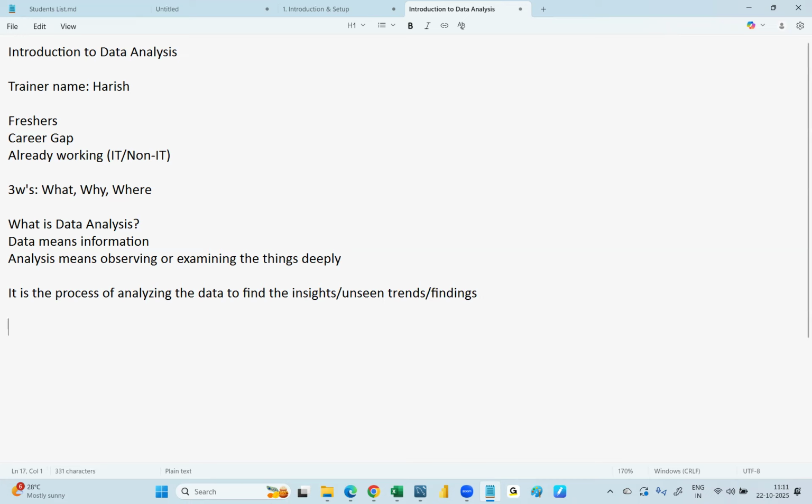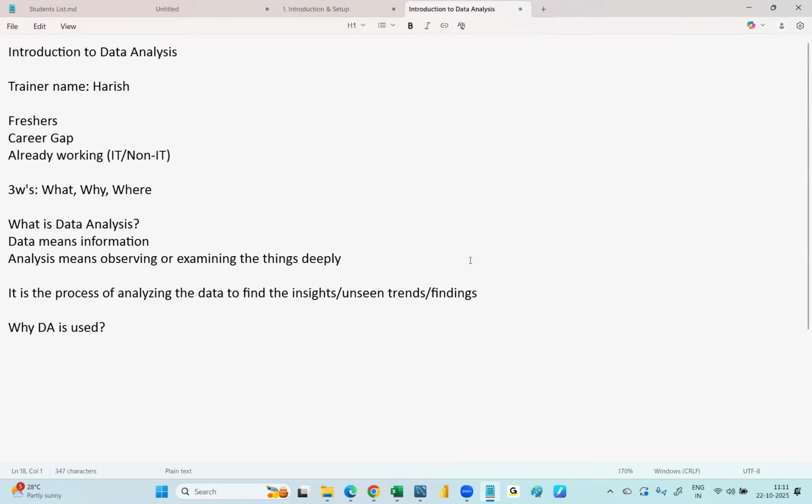Then you should understand why it is used, because this is another important question, guys. This question is important for you to understand how much demand data analysis has in the market and what job opportunities there are. Those kinds of answers you will find in this question, so try to concentrate on this one. So why is it used? Simple, I will take an example.